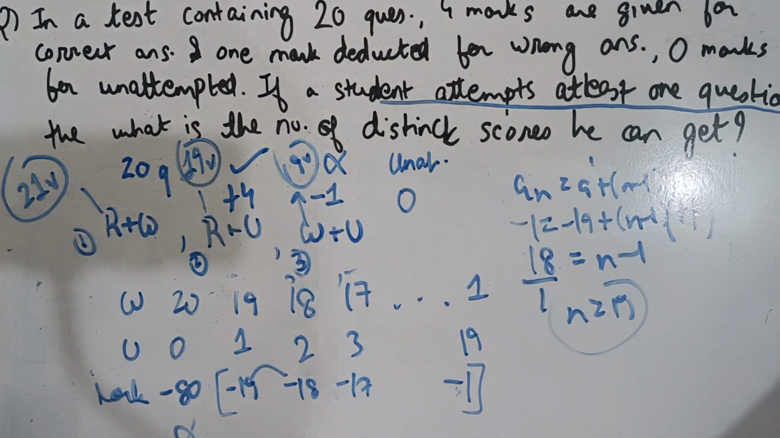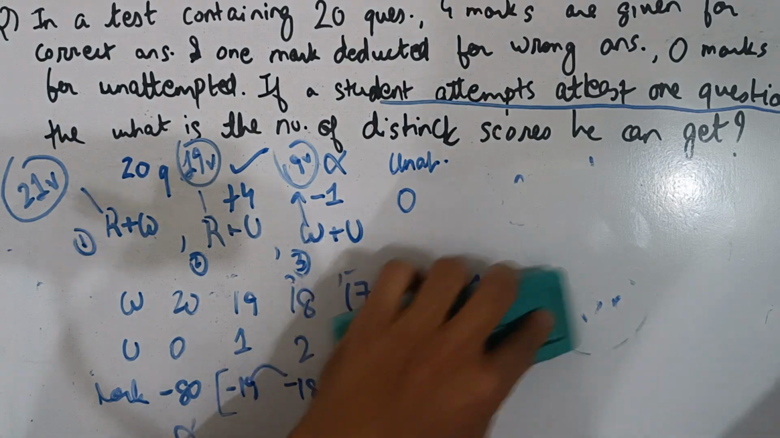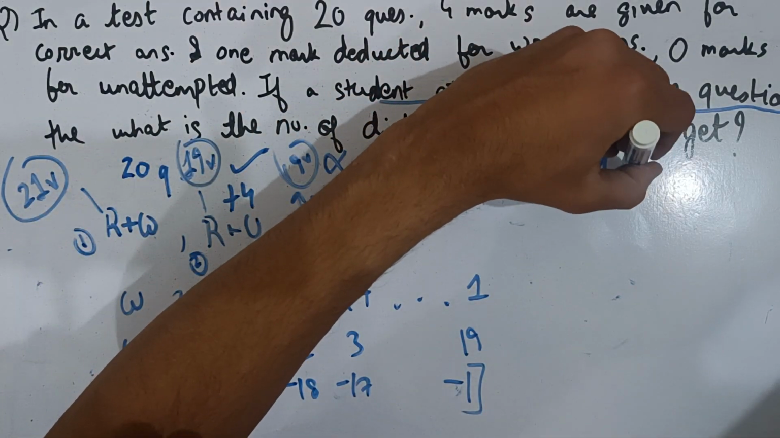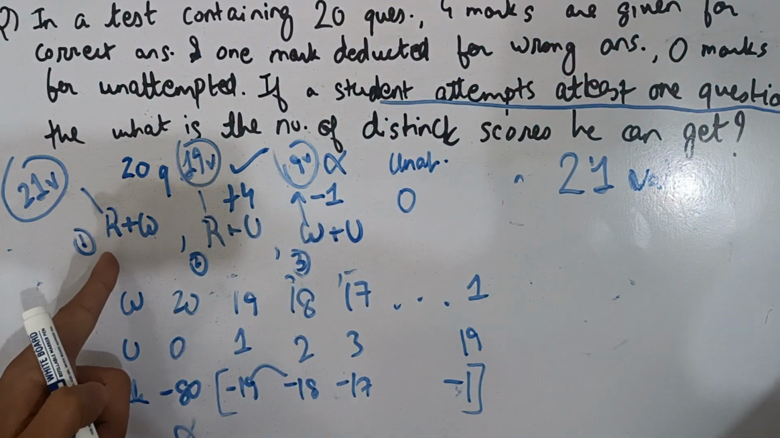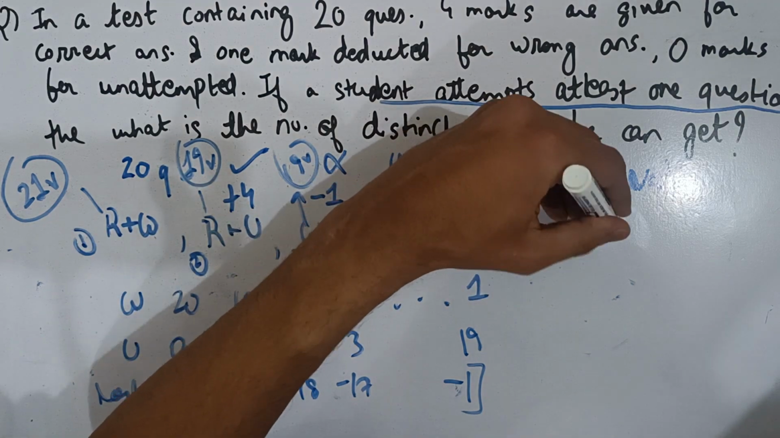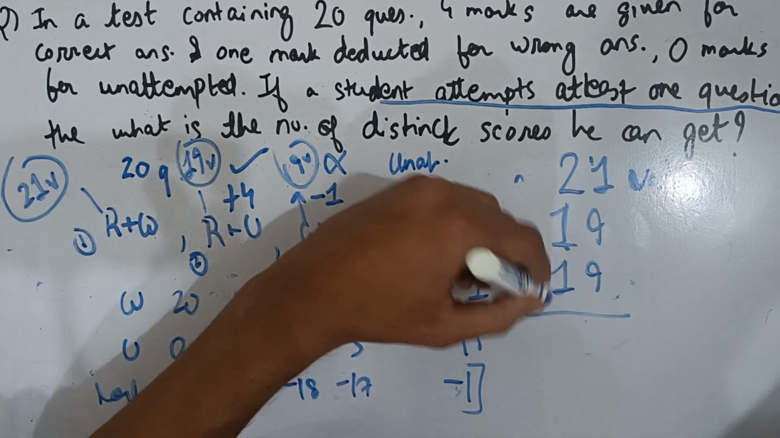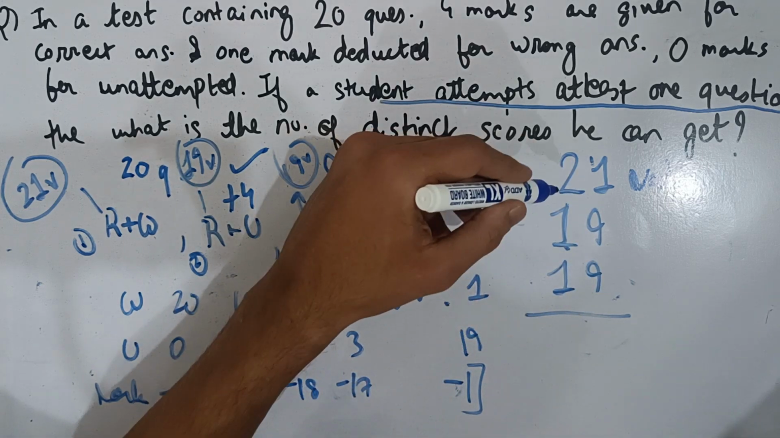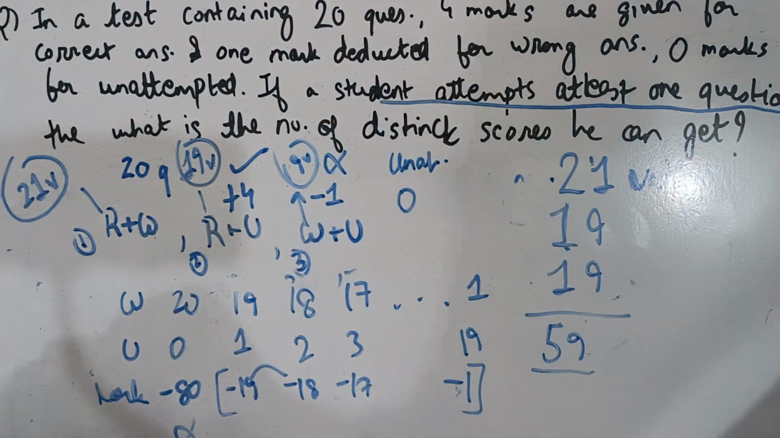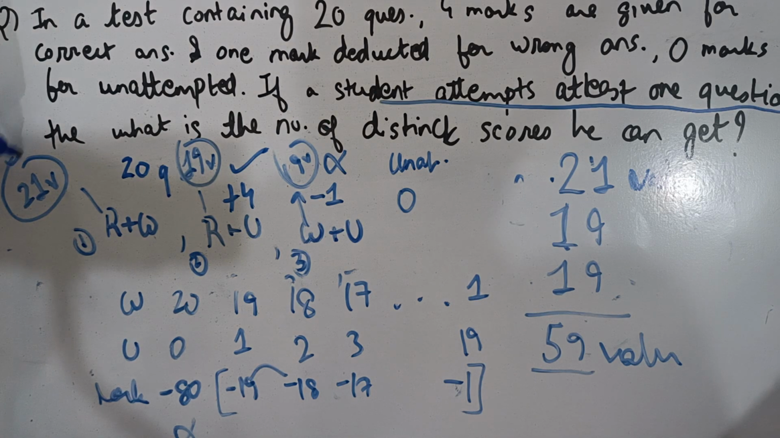So what are the total values that we get? The distinct scores, that was the question. In the first condition we get 21 values, in which he was only doing right and wrong answers, in the second, right and unattempted, we get 19 values, and in the last one, wrong and unattempted, we get 19 values. So we get 19 plus 19 is 38, 38 plus 20 is 58, and plus 1, 59. So we get 59 values in total. There are 59 distinct scores that a student can obtain in this test.